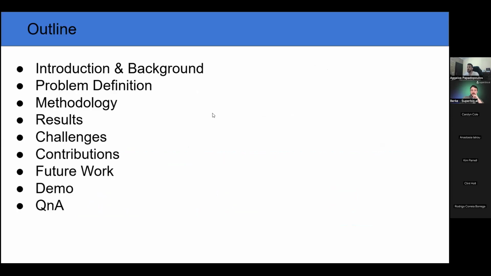This is the outline of how the presentation will go. First, I will try to familiarize you with what an antibody is, what an antigen is, what's the problem that we are trying to solve, our methodology. We will show the results, some challenges that we mitigated, some contributions, our future work, and then we will proceed to a demo in the Superbio app, and then we will answer some questions.